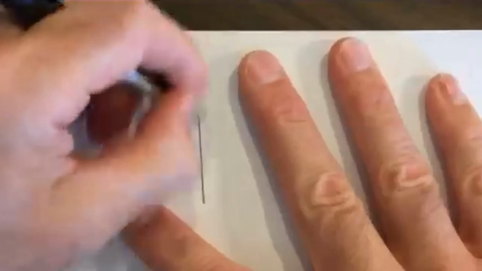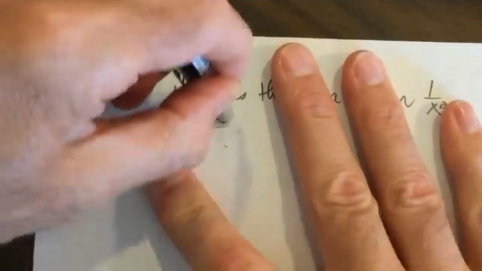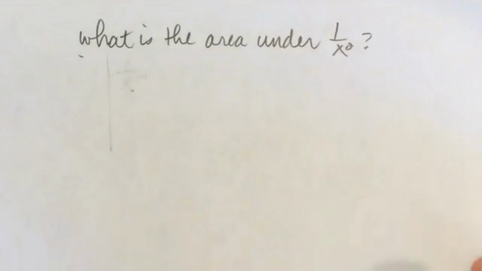I want to look at some of these interesting places, like the places where we have asymptotes or holes or jumps. In particular, I'm interested in this question. What is the area under 1 over x squared? I'll put it over here, 1 over x squared. Okay, so here's our problem. We want to know the area under 1 over x squared. Essentially, we're going to look at this picture right here.